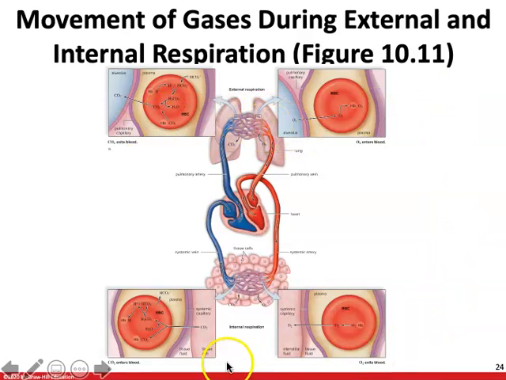Once we reach our internal respiration, or once we get to wherever we need to go in the body, we're going to see oxygen rush out and carbon dioxide rush in. Then the blood is going to be taken back to the lungs, where carbon dioxide in a high concentration is going to rush out and oxygen is going to rush in. And then we're going to go over to our cells, where oxygen is going to rush in and carbon dioxide is going to rush out.